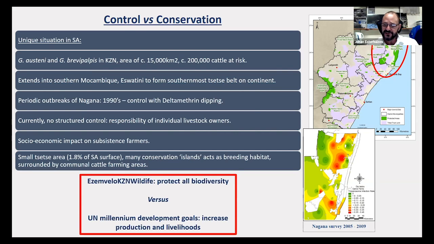So the interesting situation we have in KwaZulu-Natal is that for the wildlife authorities, their mandate is to protect all biodiversity, including tsetse flies and parasites, while as the Agricultural Research Council, our mandate is to improve livelihoods and production in line with the United Nations Millennium Development Goals. So this is a very interesting situation. We are collaborating with our counterparts in Mozambique and Eswatini to tackle this problem and see how best we can find solutions.